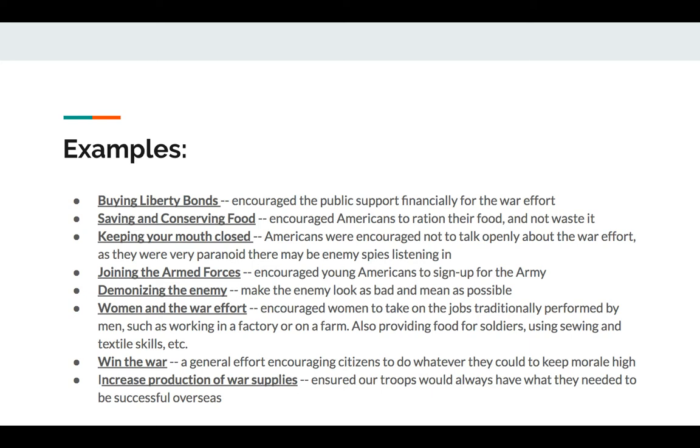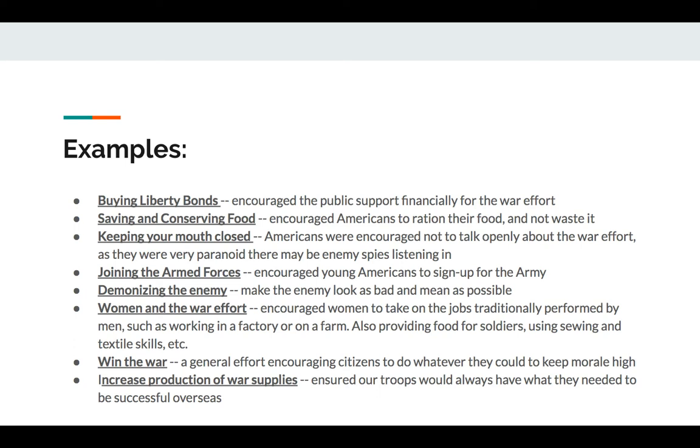A lot of times, we didn't have a lot of dedicated military men who were in reserves when World War One broke out. People had to get up and leave their current jobs to go fight in the war, and America still needed to operate the same way, and so somebody had to fill those jobs that the men were leaving to go fight in the war. Women were also encouraged to provide food for soldiers using their sewing textile skills. Anything they could do to help out was encouraged.